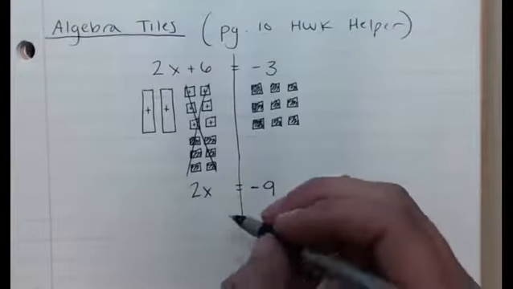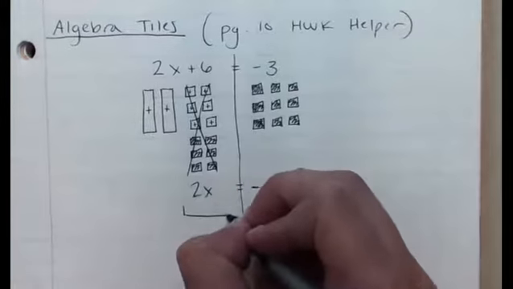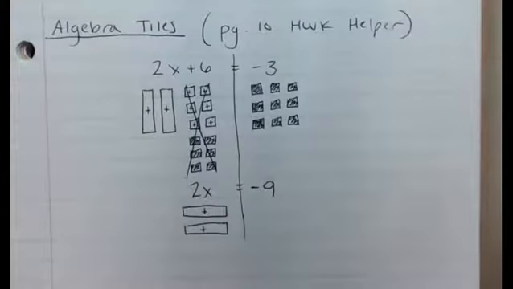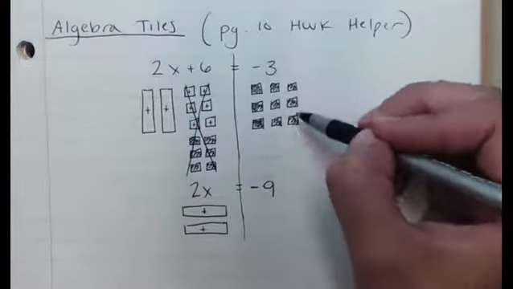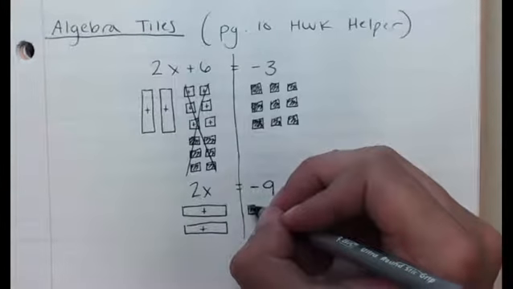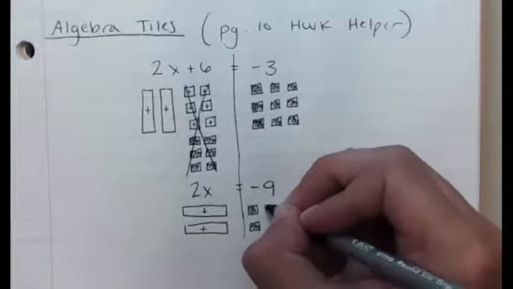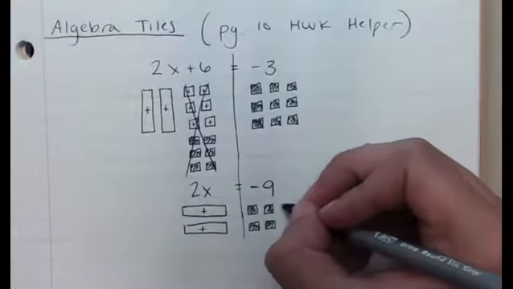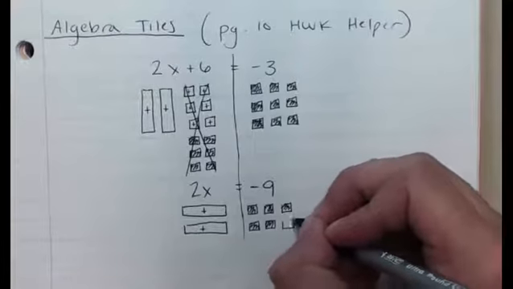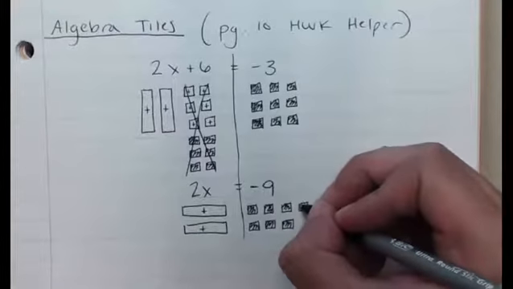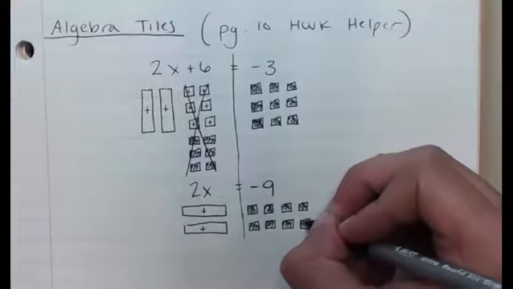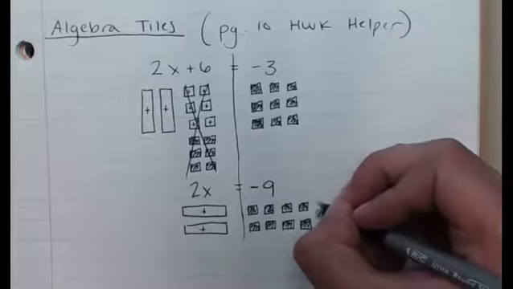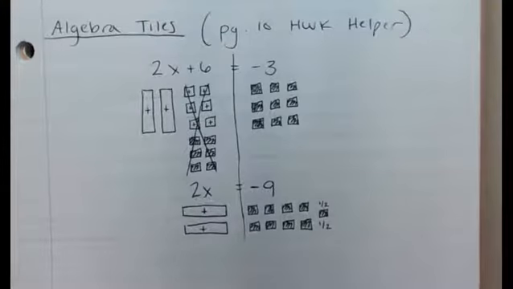Okay, so now I want to figure out how much 1x is. So if I draw my rods horizontally, I need to split up these 9 evenly, or best I can. So there's 1, 2, 3, 4, 5, 6, 7, 8, and I have 1 left over, so I'm going to put that in the middle. But you just know that half goes with that one and half goes with that one.